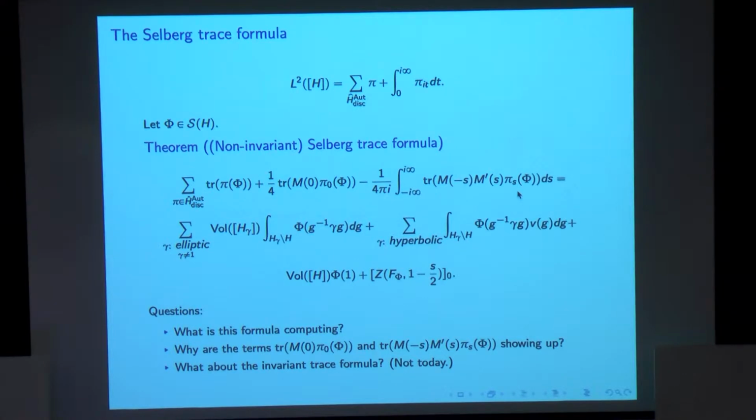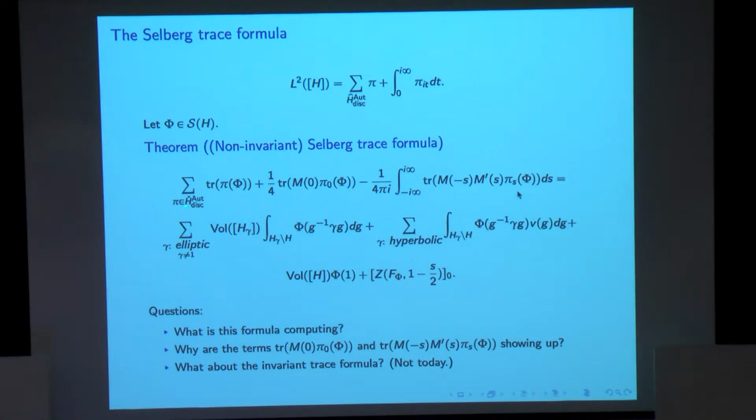It's about half a century old, more than half a century old. So, as you know, L2 of H mod gamma decomposes into the discrete and the continuous automorphic spectrum. So now we take a function in the Schwarz space of H, a Schwarz function on H. We have fixed a measure on H, so we can convolve with this function. And it is a rapidly decaying function together with its derivatives. So it decays faster than any polynomial.